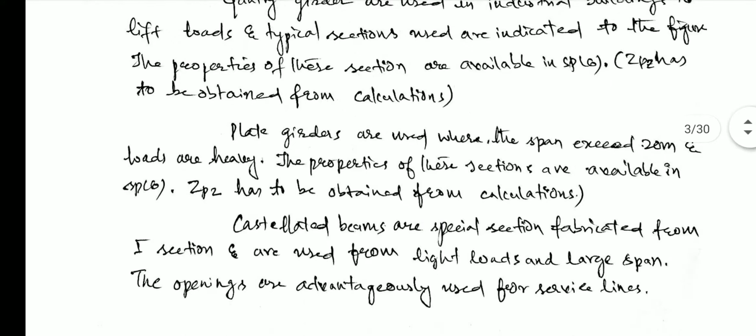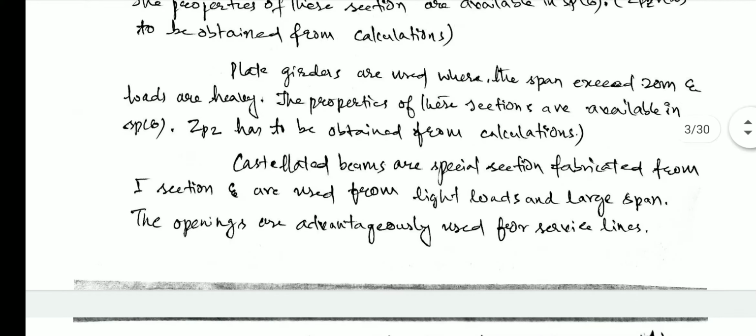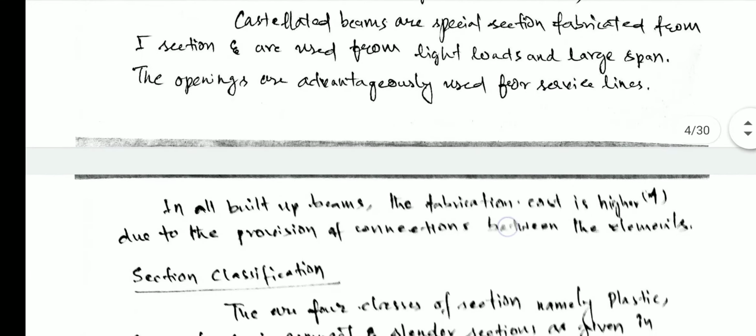Okay. Plate girders are used where the span exceeds 20 meters, and the loads are very heavy. The properties of this section are also available in the steel table, and the plastic section modulus we have to calculate. So the last is the castellated beam. Castellated beams are special sections fabricated from I sections and are used for light loads and large spans. The openings are advantageously used for service lines. Okay. So lastly, in all built-up beams the fabrication cost is higher due to the provision of connections between the elements.